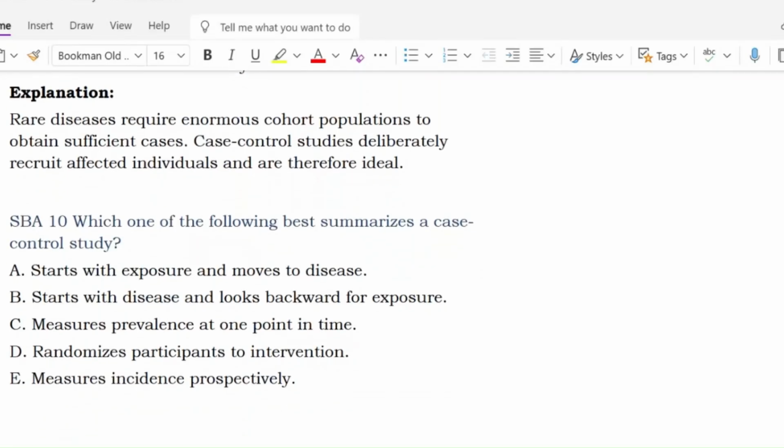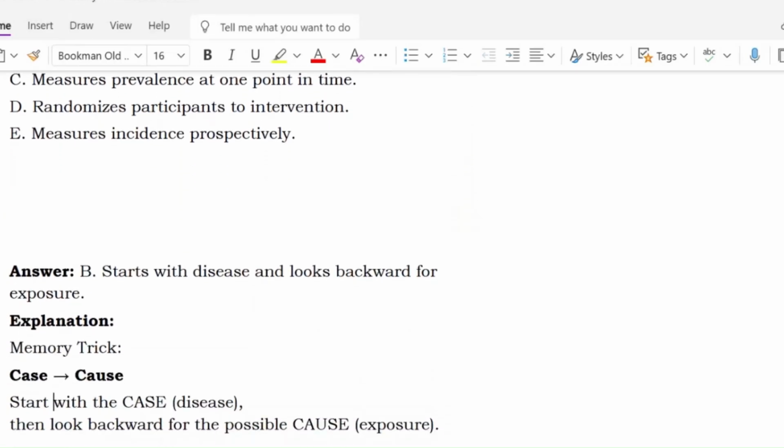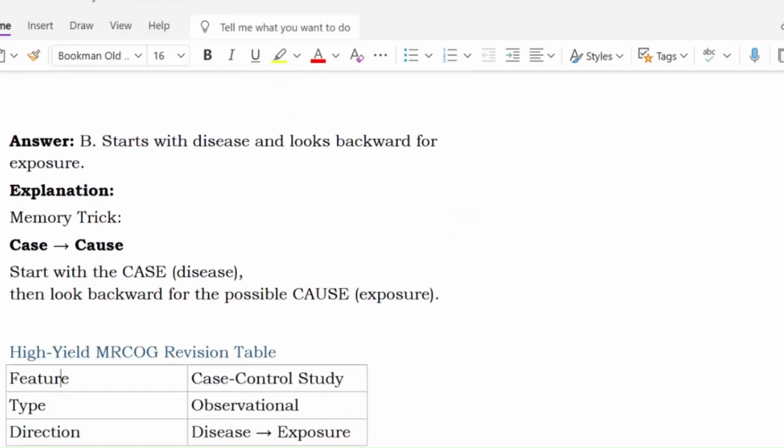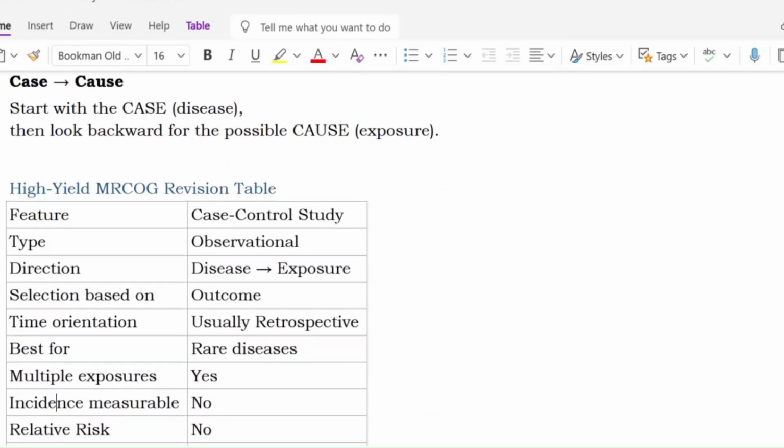Next. Which one of the following best summarizes a case control study? Starts with exposure and moves to disease. Starts with disease and looks backward for exposure. Measures prevalence at one point in time. Randomizes participants to intervention. Measures incidence prospectively. Option B, starts with disease and looks backward for exposure. Yes. So case control study goes in a backward direction. It starts with the disease and looks backward for exposure. So from case to the cause. Start with the case, then look backward for the possible cause or the exposure.